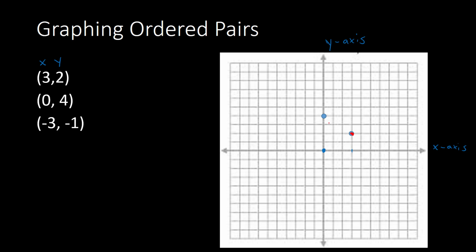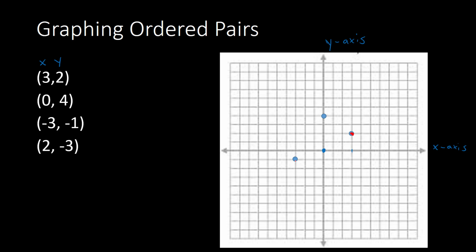And then if we have negative 3 and negative 1, negative 3 for the x value means we're going to the left 3. So on the x-axis, we go to the left 3, and then we go down 1 because of the negative 1. So our point would be right there. It's to the left 3 and down 1.